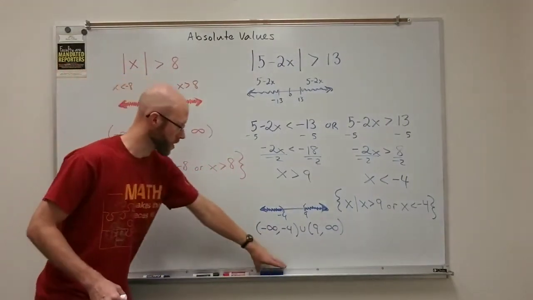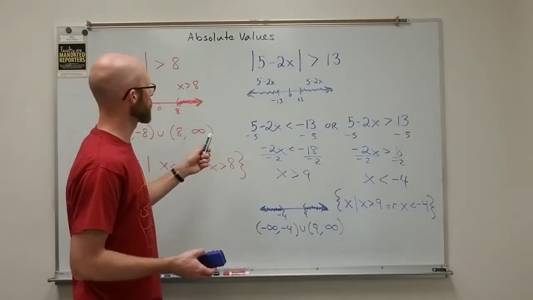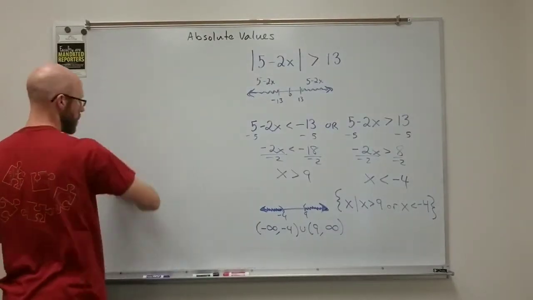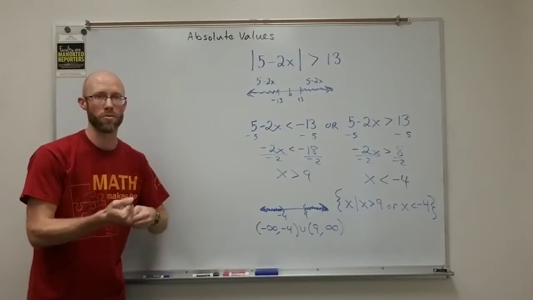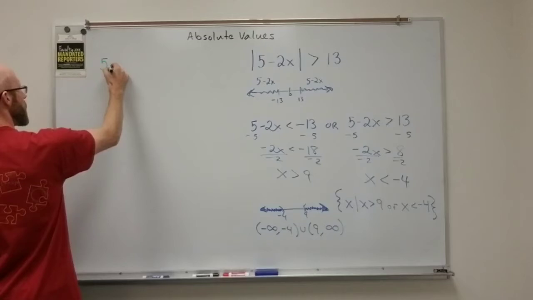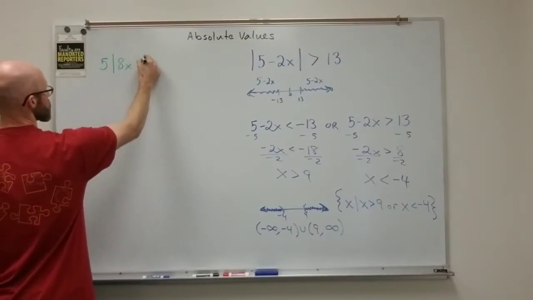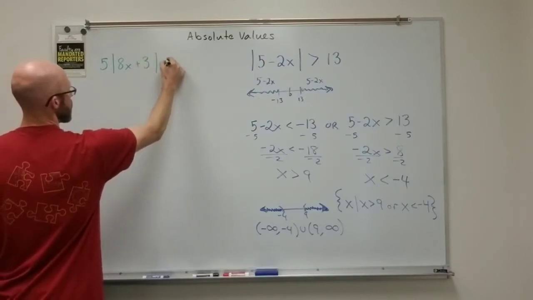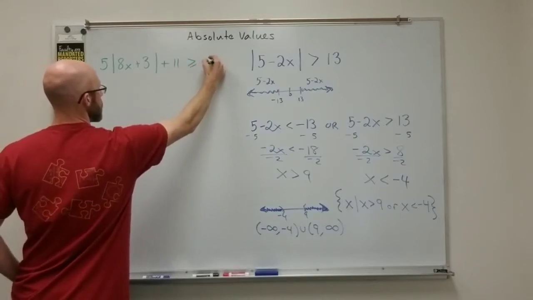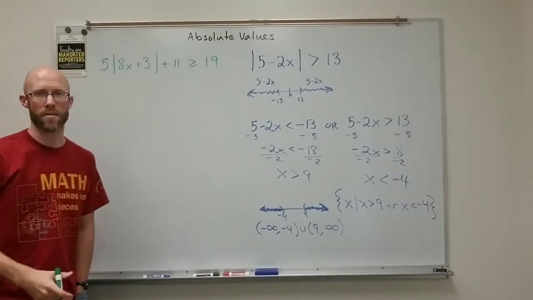Now, finally, there's two other things I wanted to mention. One of them is, if I have other stuff outside of the absolute value, you've got to isolate the absolute value first. For instance, if I had something like 5 times the absolute value of 8x plus 3 plus 11 is greater than or equal to, I don't know, 19 or something like that. I'm just throwing some things out here.